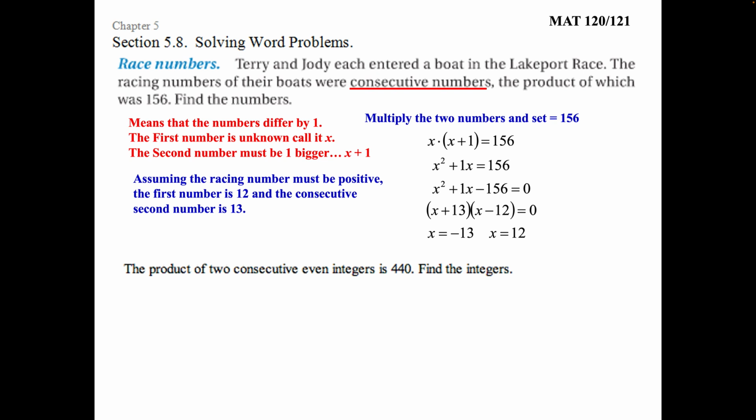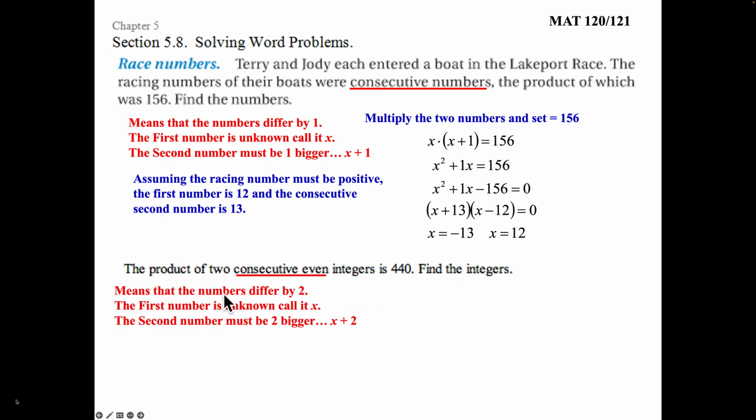Now, I threw in this next example, pretty much the same thing, a little different to it. It says the product of two consecutive even integers is 440. Now it's even integers. So we're talking like 2 and 4, 4 and 6, 6 and 8, 8 and 10.